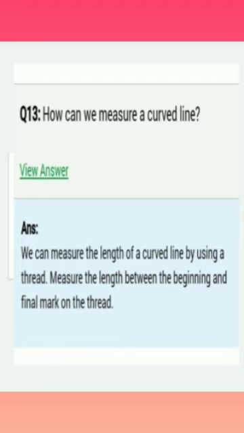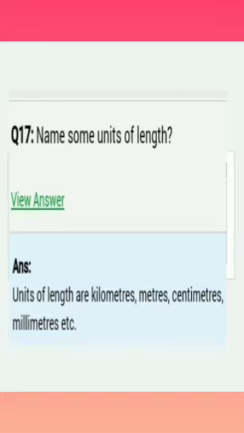How can we measure a curved line? We can measure the length of a curved line by using a thread. Measure the length between the beginning and the final mark on the thread, and that gives the length of the curved line. Name some units of length. Units of length are kilometers, meters, centimeters and millimeters.